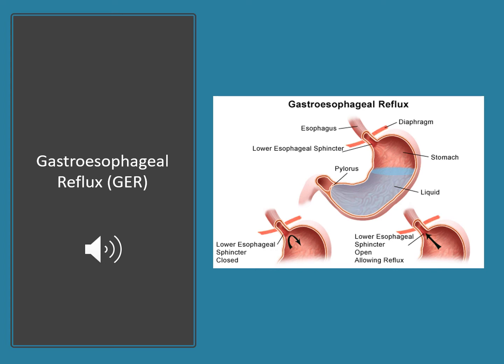So GER in infants occurs because there's an immaturity of the lower esophageal sphincter, which allows for easy regurgitation of gastric contents into the esophagus. Very common, about 70% of infants are actually affected by this, and it usually will start within 1 week after birth.